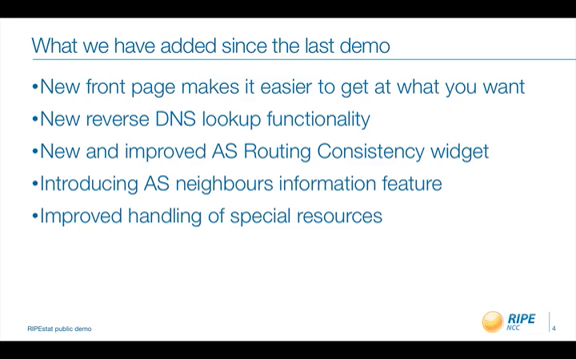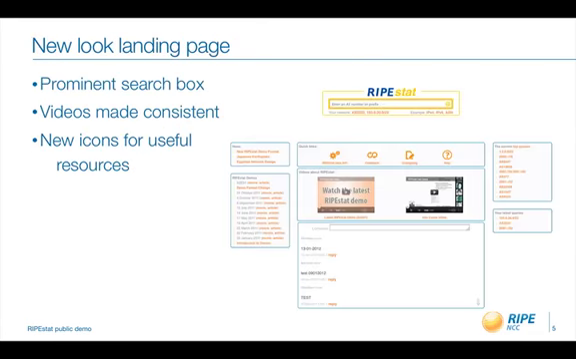We're introducing an AS neighbors information feature so that you can find from real routing information what peers are neighboring a given resource. And we've improved the handling of special resources, which is things like special prefix blocks, which might not give you a normal set of results that you would get if you entered a standard IP address or autonomous system number.